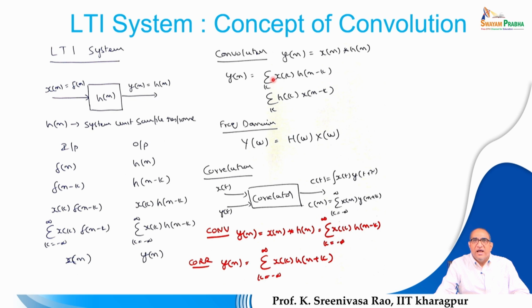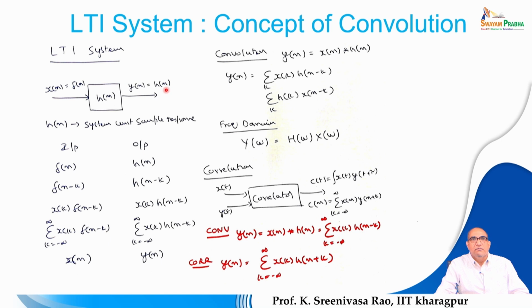And here the sequences x of n and h of n, this can be convolved in either way. That means, here you see that x of k we fix, and then h of n minus k we shift, so we vary this one. The same way we can also do the other way, h of k into x of n minus k. Both give the same result. Either way you can do it. That means convolution of x of n and h of n is symmetric, like h of n convolved with x of n is the same as x of n convolved with h of n, right.